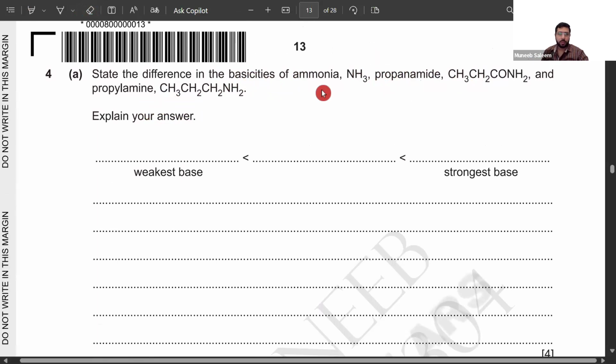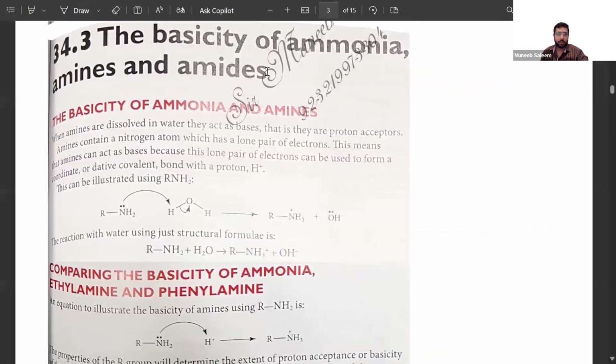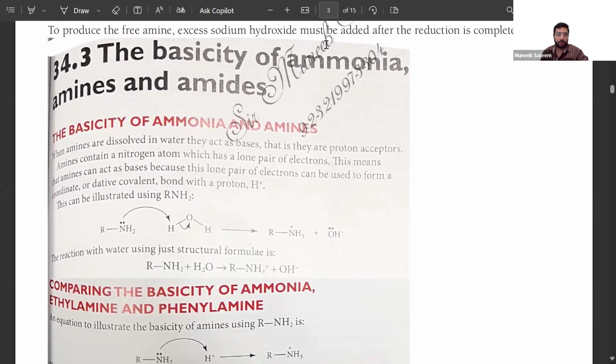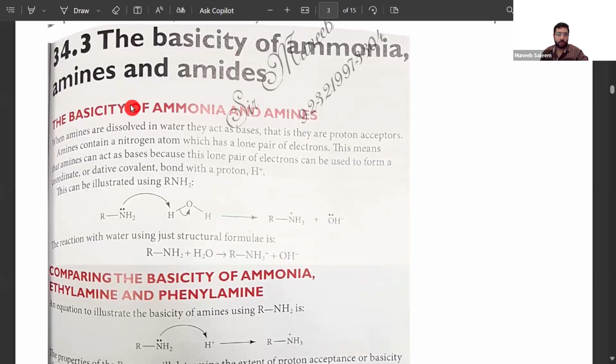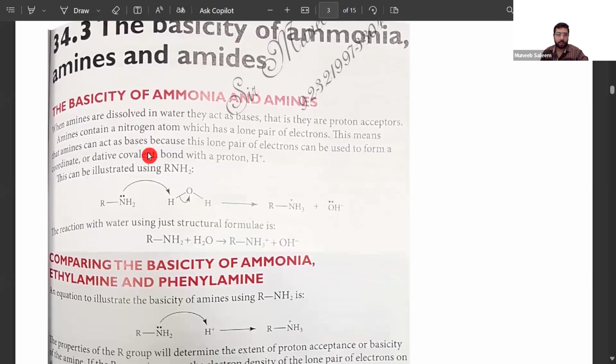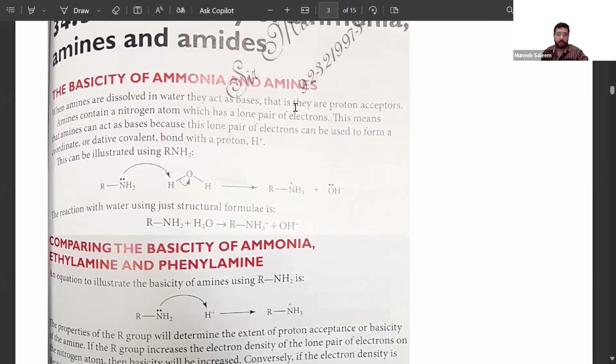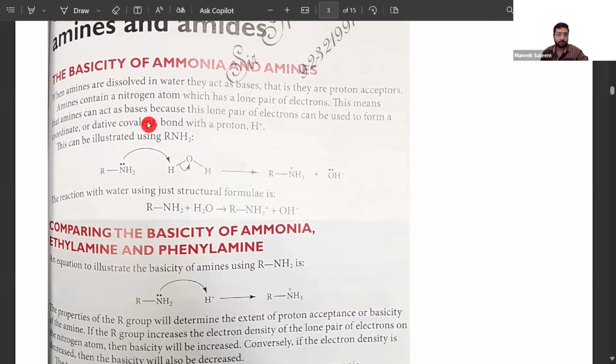So I'm going to show you my notes, and in my notes, you can find these topics about the basicity of ammonia, amines, and amides. Within the amines, we have 2 further types, the alkylamines and the phenylamines. So basicity is basically the ability as a proton acceptor for the bases, how easily they can accept protons. If they readily accept the proton, then they become a good base.